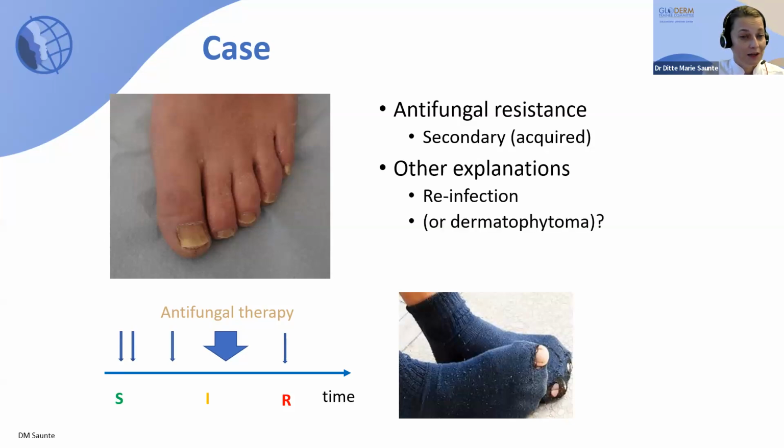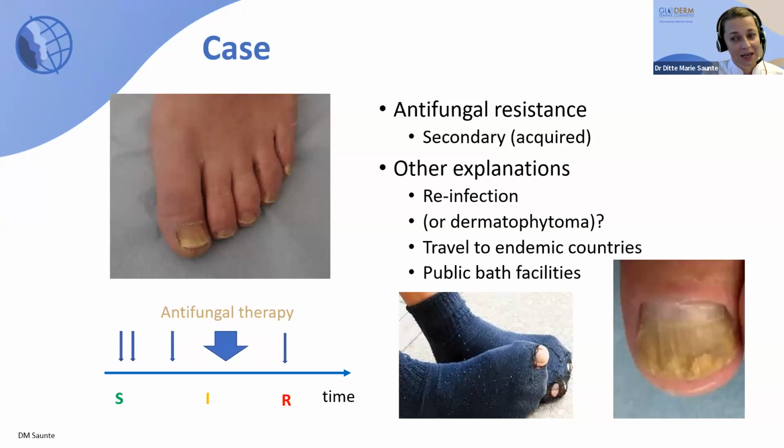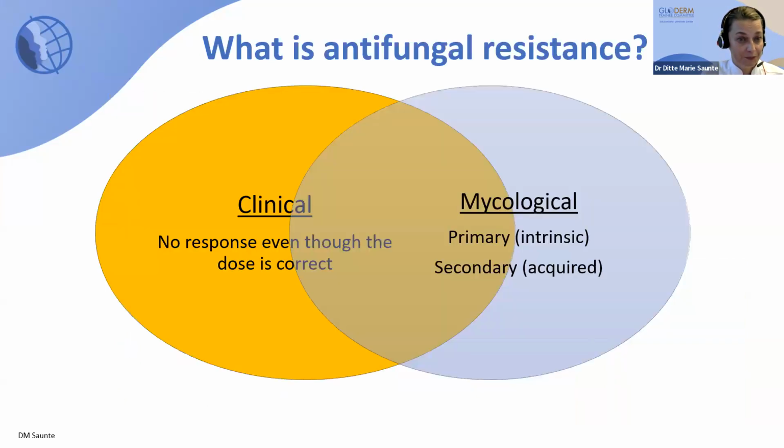Another thing is that he might also have a dermatophytoma in his nail. There is a source of reinfection, or he has been traveling to endemic countries, or he is using public bath facilities, so that he's reinfected a lot of the time. There's a lot of explanation why a person might have a reinfection or a chronic infection. But in this patient case, the isolate that he got, his Trichophyton rubrum, was azole resistant, probably developed over time as a secondary acquired resistance.